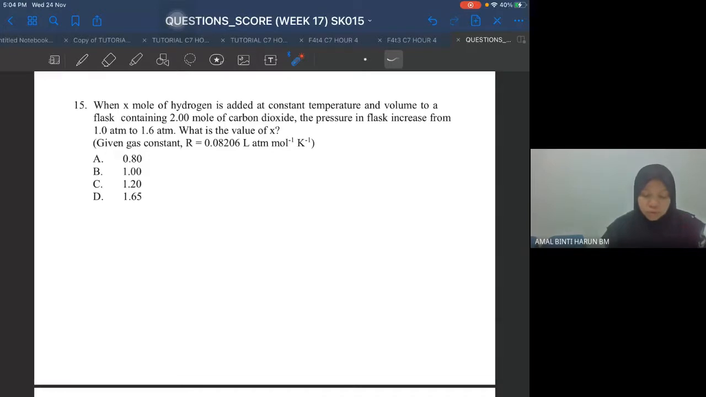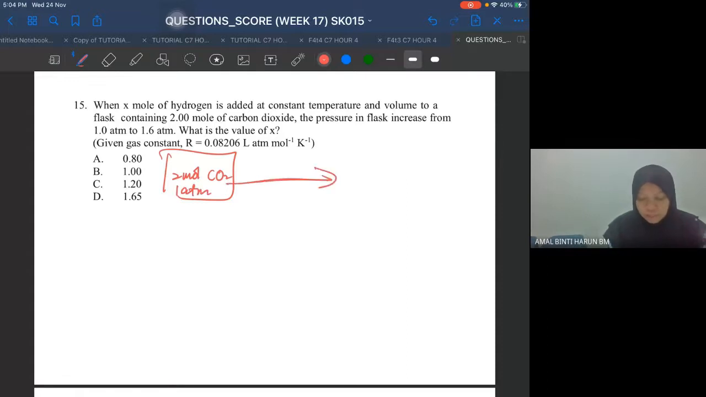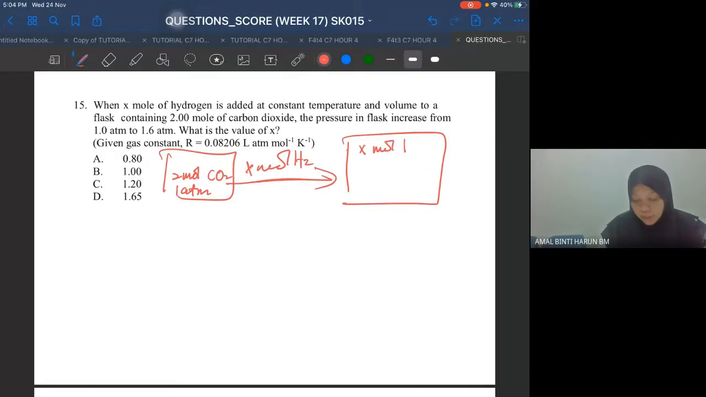Okay, so saya ni visual person kan, semuanya saya nak visualkan. Mula-mula kita ada 2 mol CO2. Okay, pressure dia 1 atm. Sekarang kita tambahkan X mol H2, hydrogen gas. So sekarang dalam ni ada X mol hydrogen gas and 2 mol CO2. Okay, and then pressure dia sekarang adalah 1.6 atm.